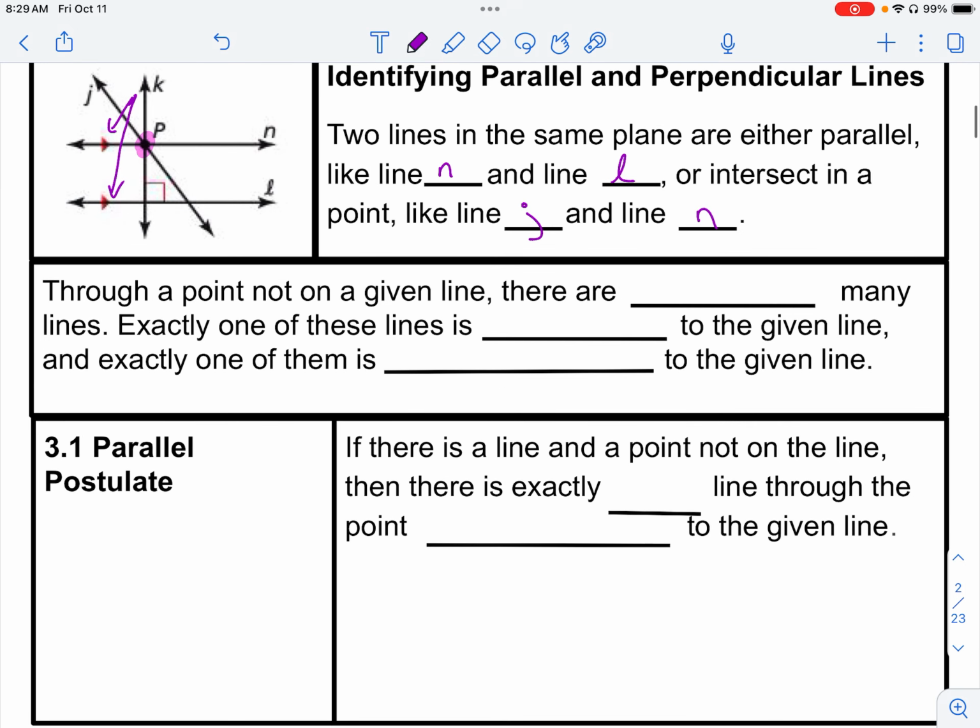All right, so given that, let's talk about a point not on a line and a line. Through a point not on a given line, there are infinitely many lines, more lines than we can count. Exactly one of them is parallel, and exactly one of them is perpendicular to the given line.